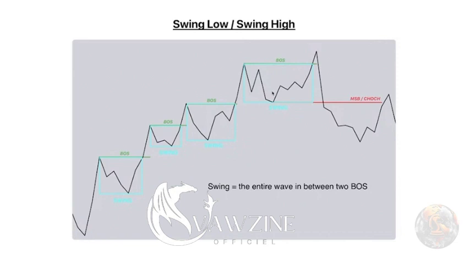Why is that important? Because you have to identify the swing low in an uptrend or the swing high in a downtrend in order to properly gauge whenever the market structure has shifted, right? So the swing is the entire wave in between two breaks of structure. The swing low or the swing high is always the lowest low or the highest high after the previous break of structure.